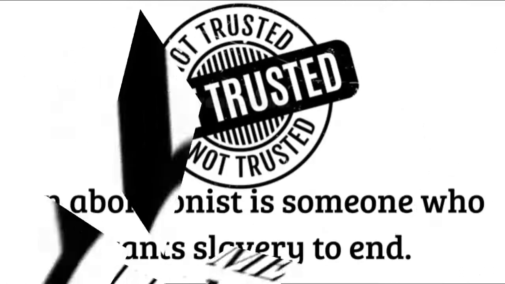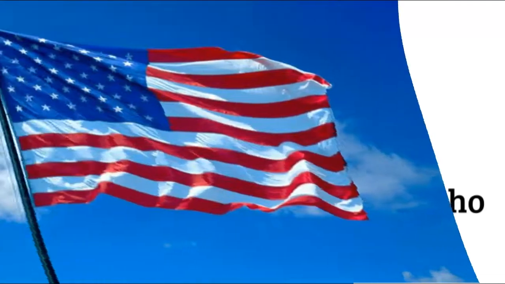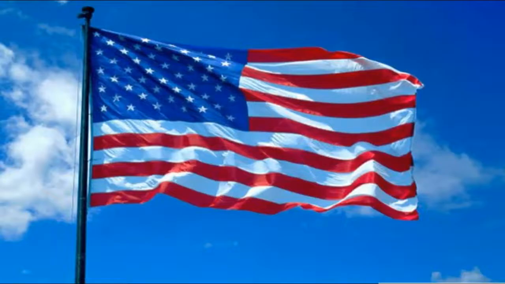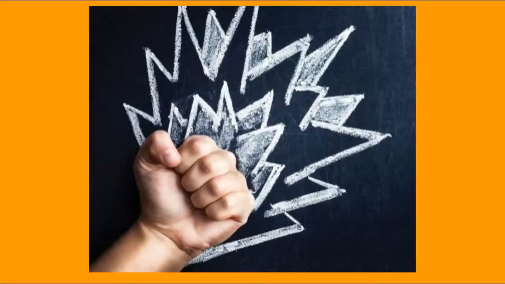Georgia wasn't very trustful of abolitionists. An abolitionist is someone who wants slavery to end. So now, think back to when the United States was created. The Articles of Confederation gave the power to the states. The colonists didn't want a king's rule, so the federal government was not strong. The states had the power.